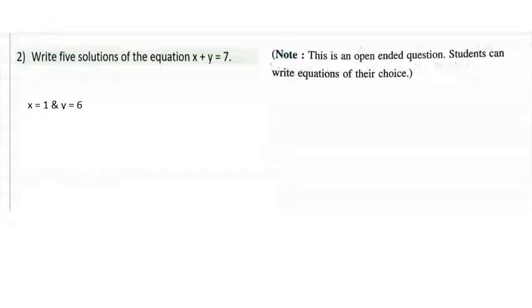X is equal to 1 and y is equal to 6, because 1 plus 6 is 7 and the equation is x plus y is 7. So x is equal to 1, y is equal to 6 gives you 7. The second solution: x is equal to minus 2 and y is equal to 9.